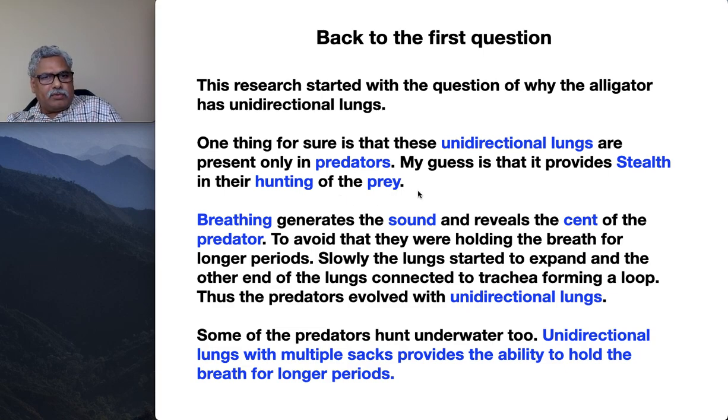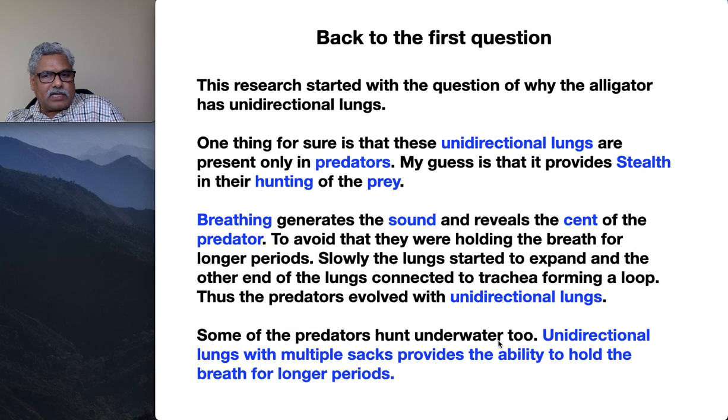When you have multiple sacs in the lungs, they can hold more air, so when they are hunting, they can hold their breath and approach the prey in a stealthy way. That's why I think those predators evolved unidirectional lungs. Breathing generates sound and reveals the scent of the predator. To avoid that, they held their breath for longer periods. Slowly, the lungs started to expand, and the other end of the lungs connected to the trachea, forming a loop. Thus, the predators evolved with unidirectional lungs. That's my guess for why alligators and similar species have unidirectional lungs.